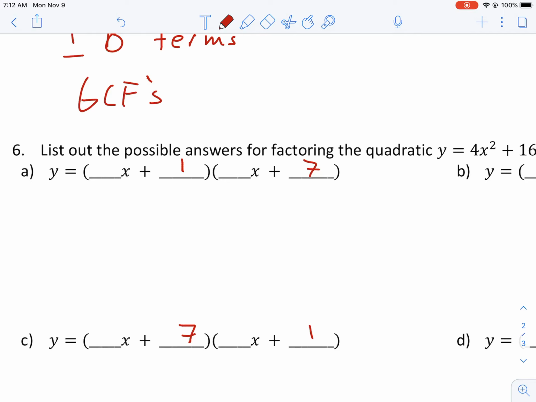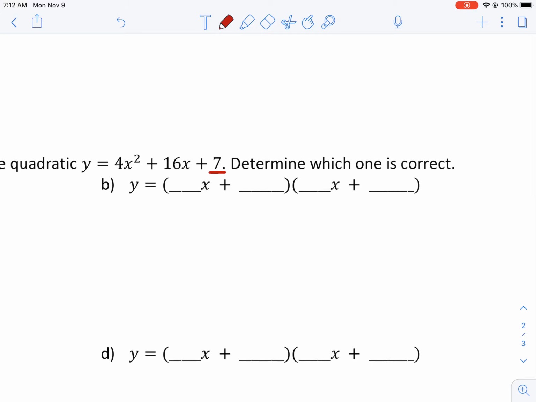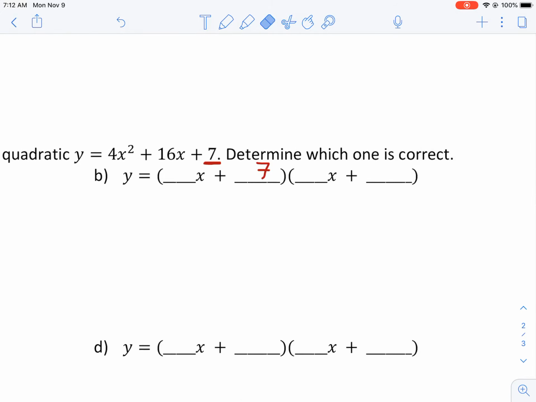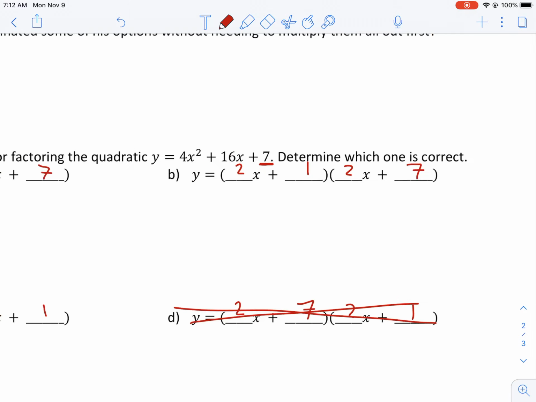But what's different here is that we actually need to multiply to make 4. And there's two ways to do that. So we could have 4x plus 1 and 1x plus 7. We could have 4x plus 7, 1x plus 1. But we could also, another way to get 4 is with 2 and 2. And actually, we don't really even need this one because 2x plus 7, 2x plus 1 is the exact same thing as 2x plus 1, 2x plus 7. So this is actually redundant, okay? So we actually don't need that one.